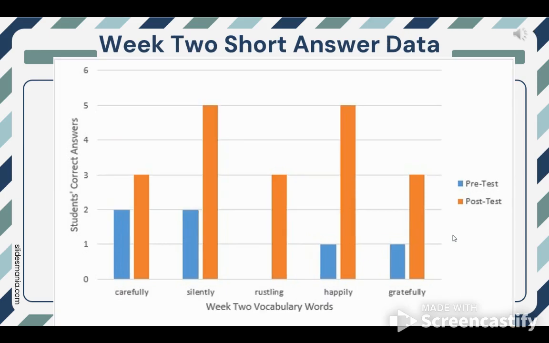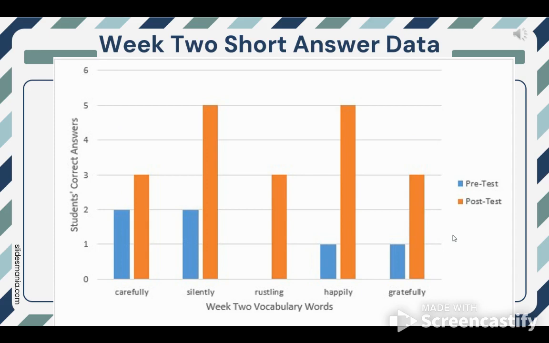As for the data for week 2 for the short answer, the words that we focused on mainly focused on the suffix ly, and so the words at the bottom were carefully, silently, rustling, happily, and gratefully. And I also looked at rustling with the ing suffix, since that is a common ending that we see in 2nd grade as well. And 2 students for both carefully and silently were able to define those on the pretest.